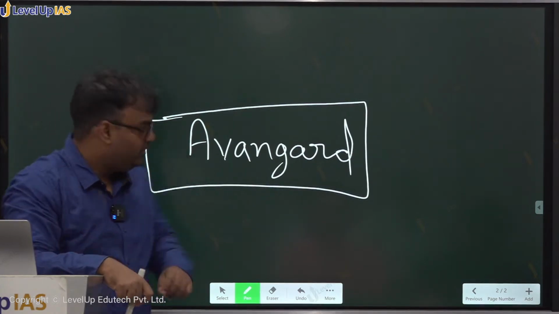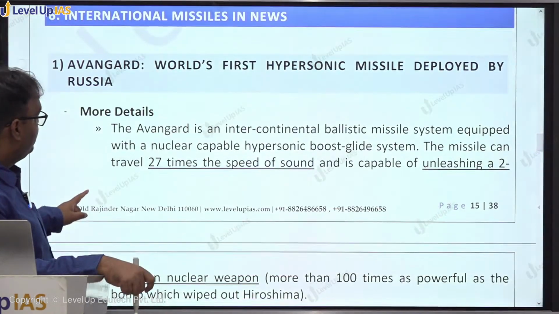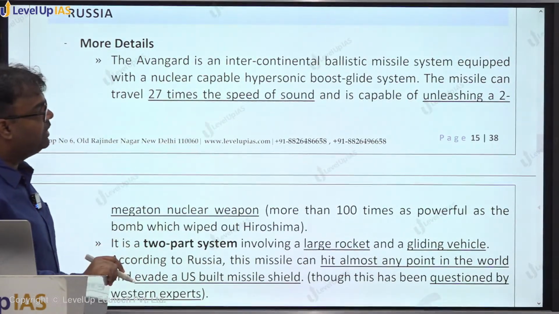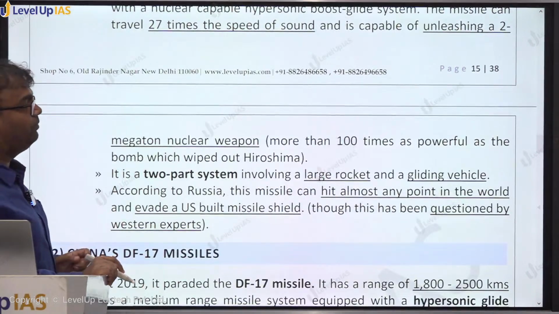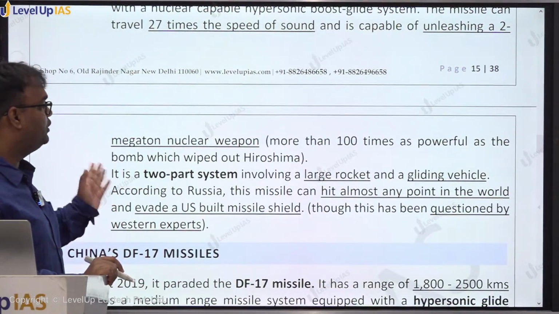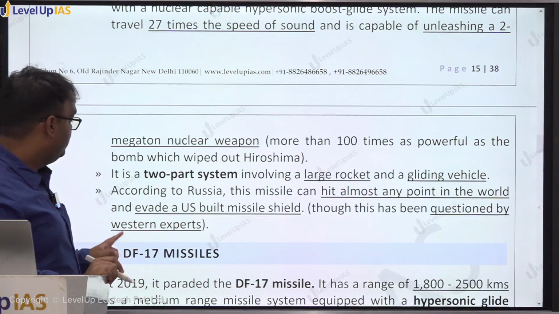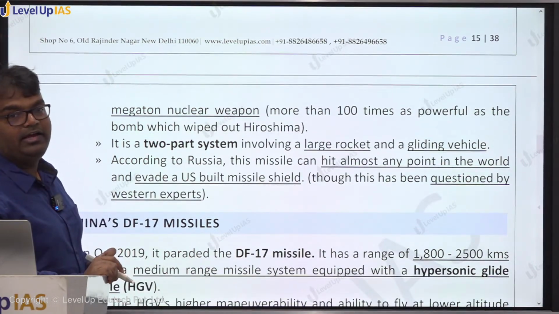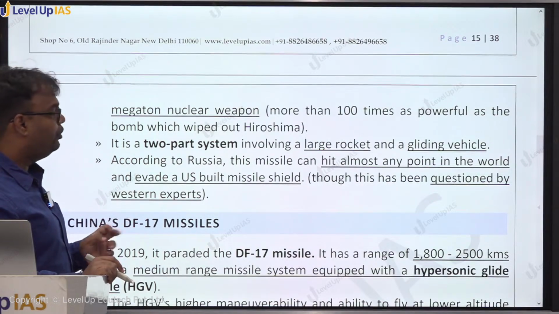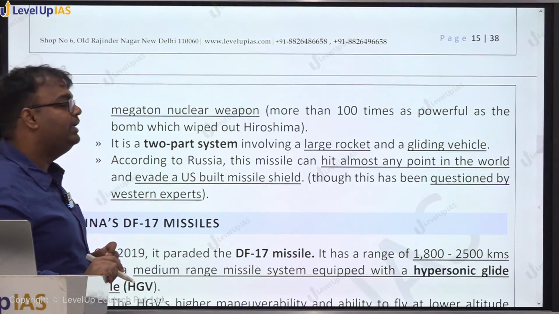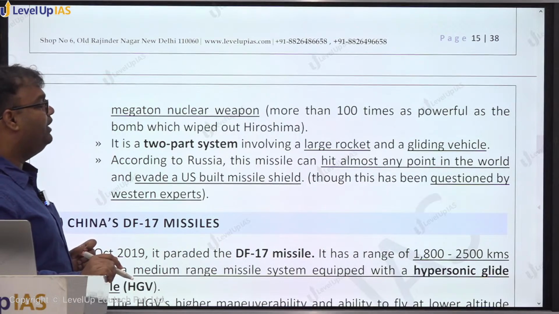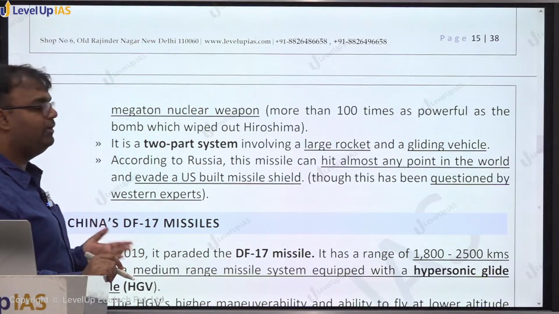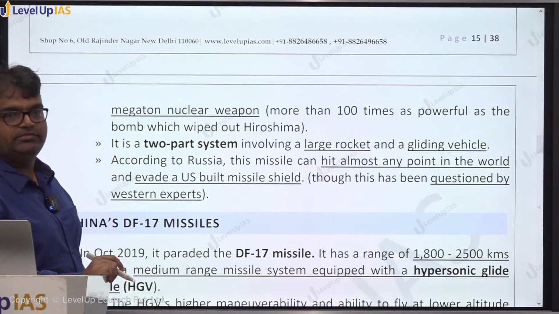Got it? Did we understand the idea of avant-garde? So the missile can travel 27 times the speed of sound and is capable of unleashing a 2 megaton nuclear weapon, more than 100 times as powerful as the bomb which wiped out Hiroshima. It is a two-part system involving a large rocket and a gliding vehicle. According to Russia, the missile can hit almost any point in the world and evade a US built missile shield. Though this has been questioned by Western experts, but avant-garde इस वजह से न्यूज में था.